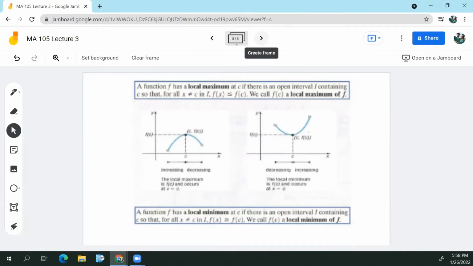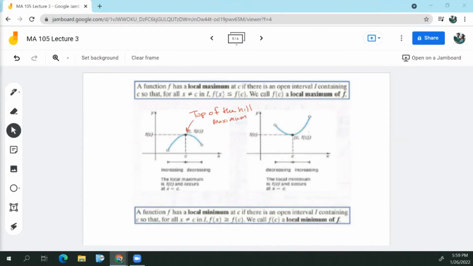A function has a local maximum at c if there's an open interval I containing c such that for x not equal to c in I, f of x is less than f of c. We call f of c a local maximum of f. All of that mathematical mumbo jumbo basically just means this: if you get to the top of the hill, we call that a maximum. Everybody see that?